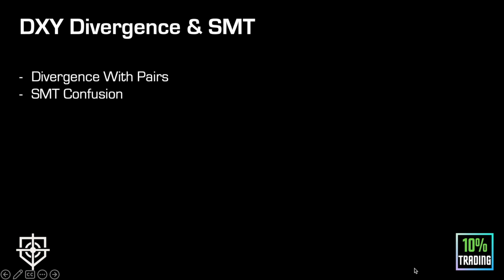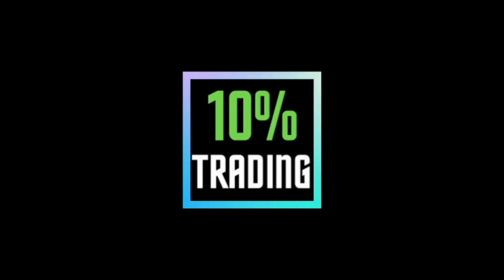So the first thing I want to talk about is divergence, right? What divergence means is that we can use the DXY in sync with certain other pairs. And I do this every single day. We're going to get into how. And the next thing is something called SMT. SMT is smart money trap. And this can kind of lead to confusion. And it'll tie in with why I've taught you guys breaker structure and market structure shift in the first lesson. But let's get back on the charts.